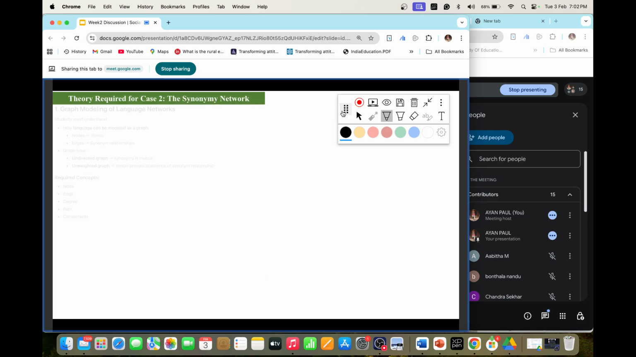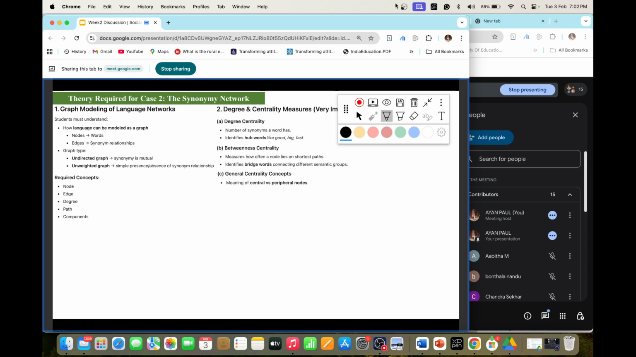So let's see what theories are required for this graph modeling of language. How can language be modeled as a graph? Nodes will be words, edges will be synonym relationships. Graph type: undirected graph, since synonymy is mutual, and unweighted graph, the simple presence or absence of a synonym relationship. Required concepts: node, edges, degree, path, component, the same thing in every case.